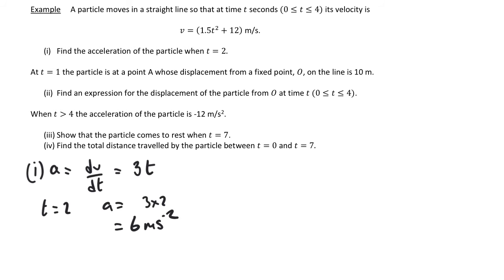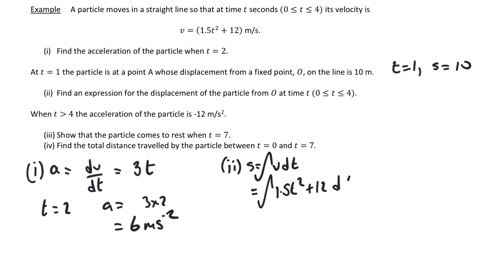At time t equals 1, the particle is at A, whose displacement from a fixed point O is 10 meters. So what that's saying is when t equals 1, s equals 10. So find an expression for the displacement. Well, s is the integral of v dt, which is the integral of 1.5t² + 12 dt, which is 0.5t³ + 12t + c.